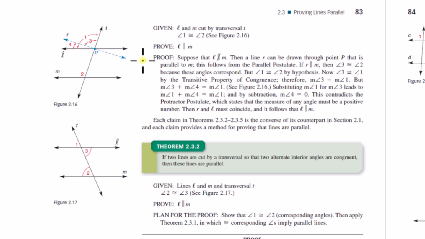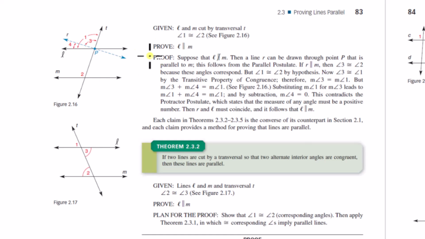So, okay, we're going to start by supposing that L is not parallel to M. Now let's build some factual statements, using factual statements and reasons to make a statement about what the given says. If L is not parallel to M, then what does that state about angles 1 and angles 2, about a relationship between angles 1 and angles 2?